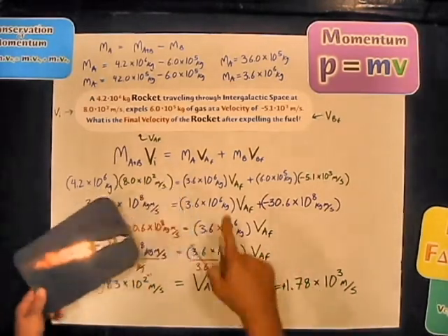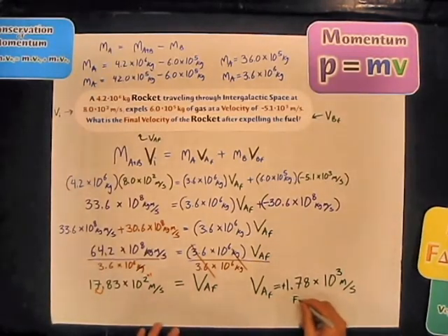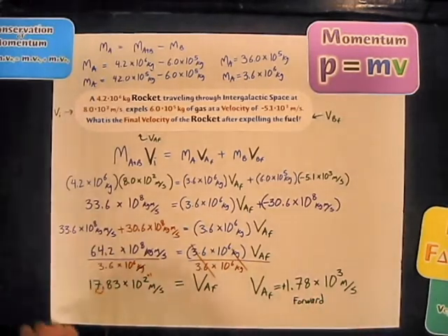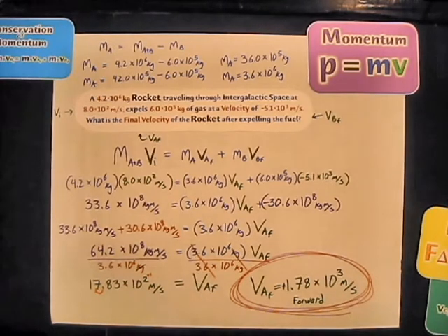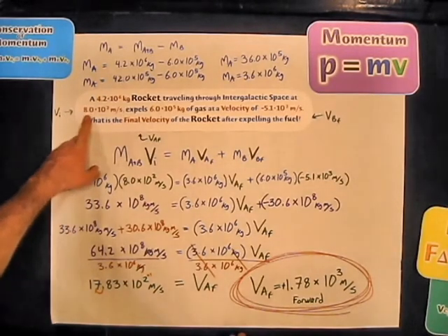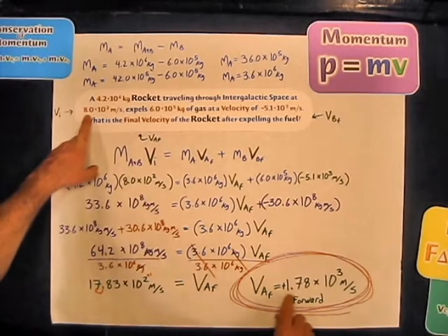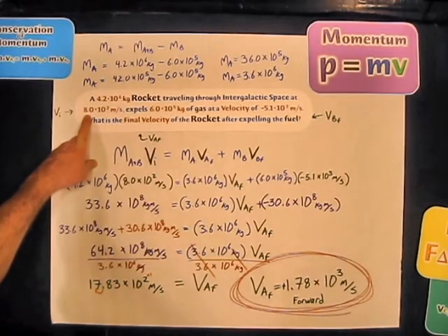Or the other way to say it is traveling through intergalactic space. So it was going forward. I could also say forward, because that's obviously the direction the rocket was already going. It's just going even faster in the same direction, so I can define that as forward. And then I want to circle my answer. And how does that compare to how fast it was going before? Okay. Well, it was going at 8 times 10 to the second. So now it's going at 1.78 times 10 to the third meters per second. So that's more than double the speed.